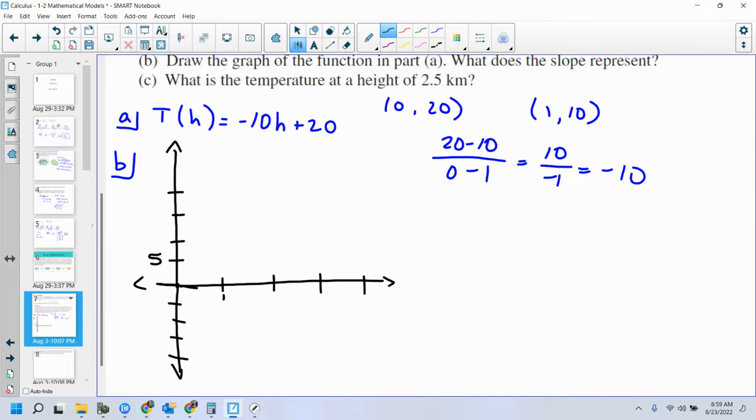All right. Now, can my x values be negative? I'm going to say we're not going to study underground, right? I'm going to say we're going to stop at ground level. So that's why I don't go to the left. So (0, 20). And then we have (1, 10).